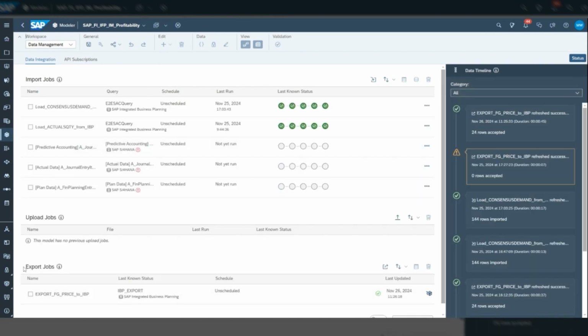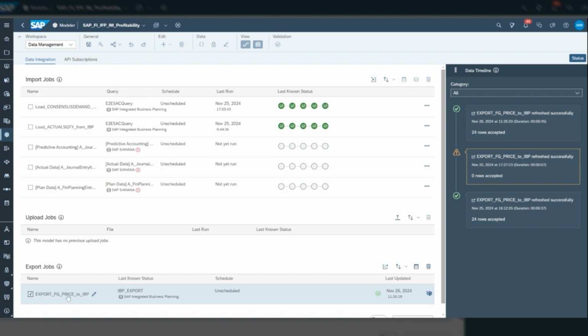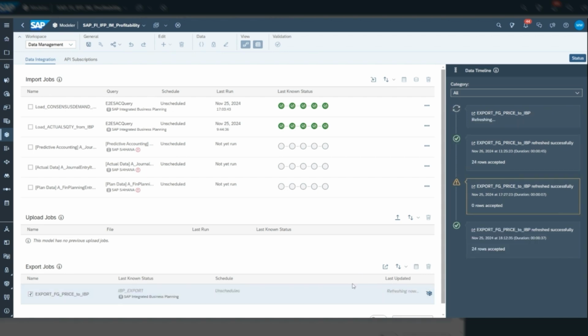IBP and SAC are both on the HANA Cloud. So if you've got accounts of both, it's relatively straightforward to transfer data between the two. And so this is us doing this by hand, saying I want to take this particular price from this particular model in the SAC and push it over to this planning area and this key figure in IBP.